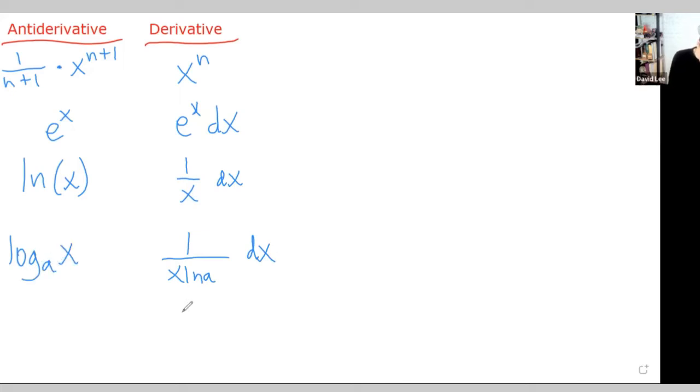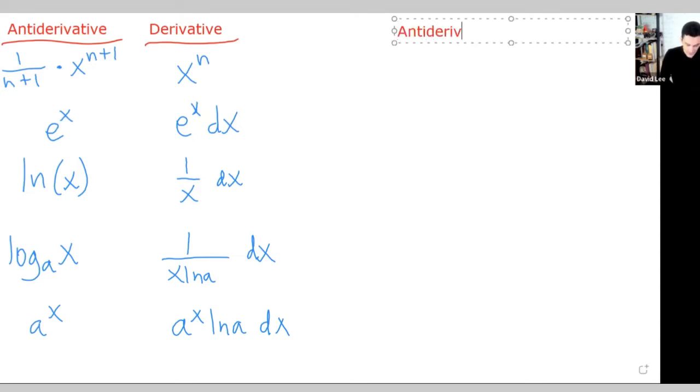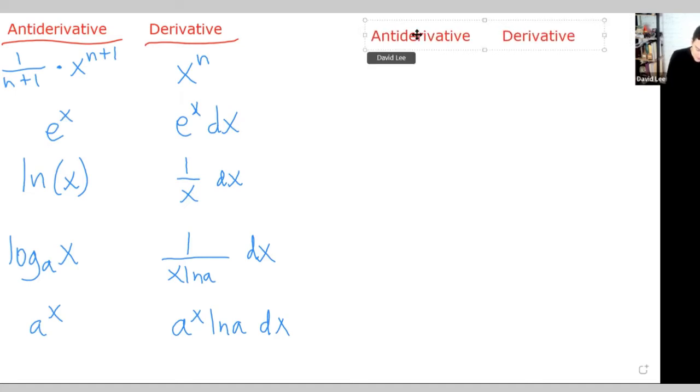What if you have something that looks like a to the x ln a dx? Then its antiderivative would be a to the x. And there's more, and let me actually copy those down here. Let me use the other side of this board. Antiderivative, derivative. Why don't I jot down for us the trig ones, all the trigonometric ones.